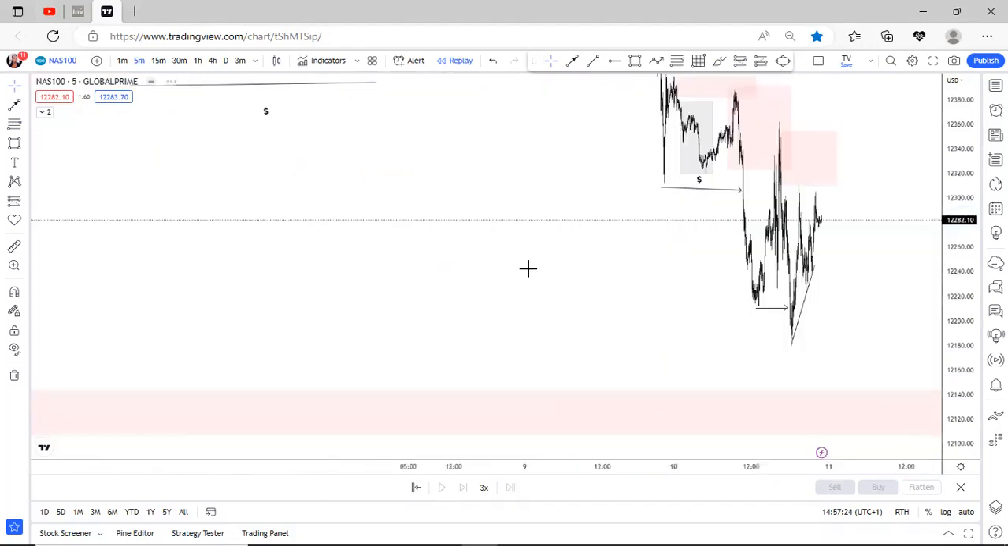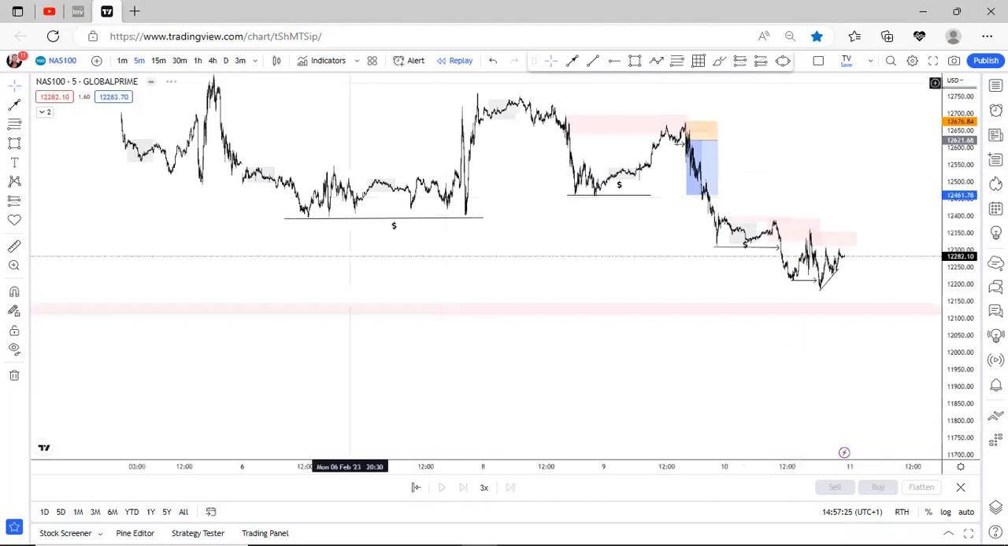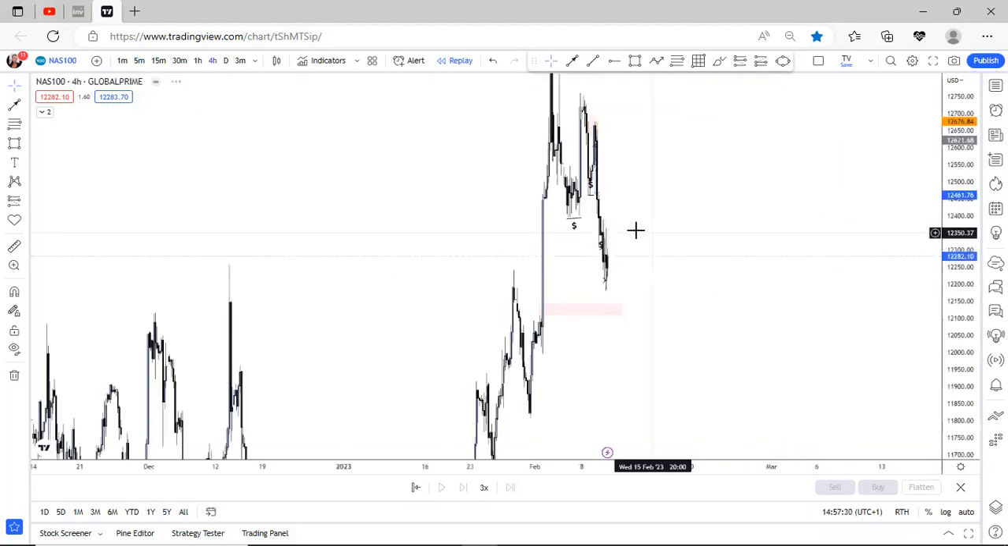So guys, that's about it about FVGs, fair value gaps, imbalances, and liquidity.